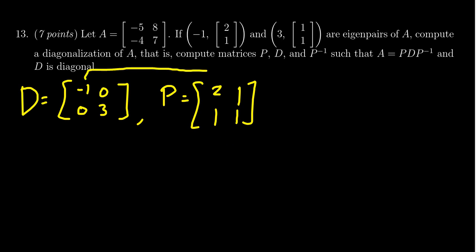So the first column should make an eigenpair. The second column should make an eigenpair. If we have a 3x3 matrix, then the third column should make an eigenpair, and go on from there. Now to find P inverse, this is honestly the hardest part of the problem here.